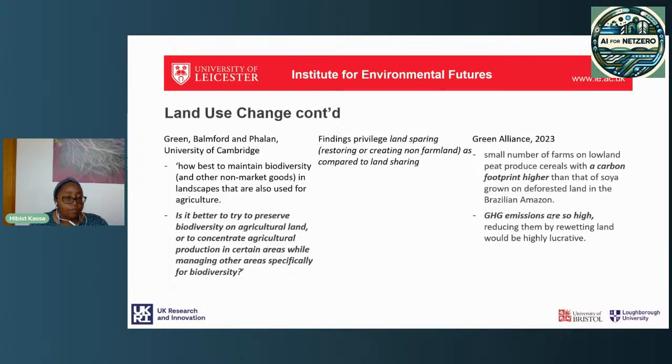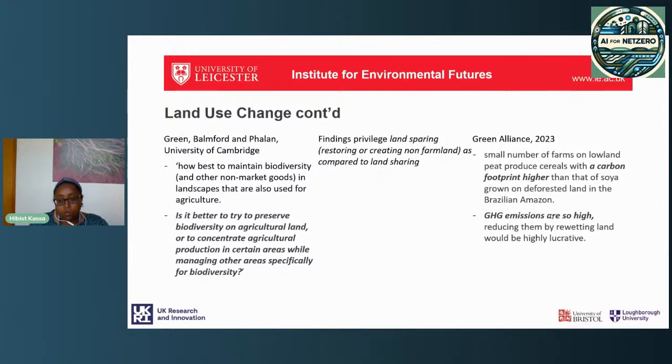So land use change continues to be a real conundrum or challenge in terms of thinking through how to approach a decision between preserving biodiversity on agricultural land and whether to concentrate it in certain areas while managing agriculture elsewhere. Is that the approach? This is a question that Green, Balmford and Balmford pose, and is highlighted as a guide in terms of the methodology they developed for policymakers. And in their conclusion, they would say that their findings largely emphasize restoring or creating non-farm land, so land sparing, as opposed to land sharing. So to be able to pursue policies that would enable land to be dedicated to preserve biodiversity or for restoration, as opposed to having it occurring alongside each other on the same field or farmland.